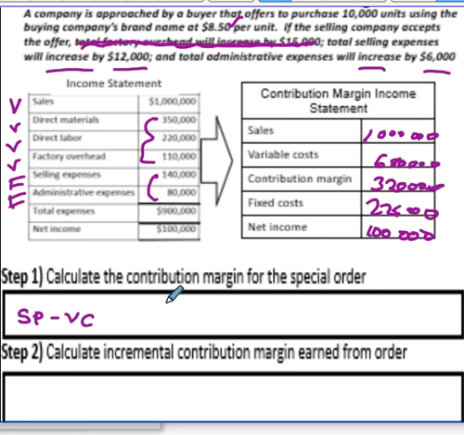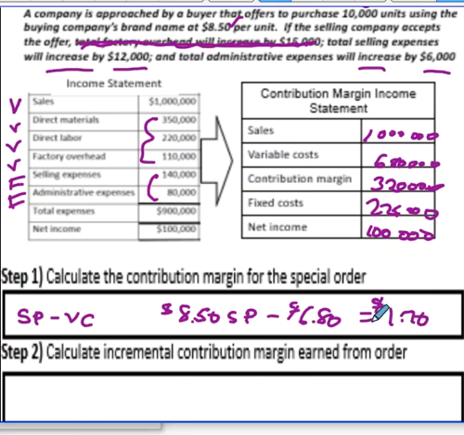In this case, our selling price will be $8.50. That's our selling price minus the variable cost to produce it. What we have to do is add up all these variable costs and divide them by the 100,000 units. So our variable costs were $680,000 divided by 100,000, which means our variable cost to produce would be $6.80, leaving us with a $1.70 contribution margin per unit.